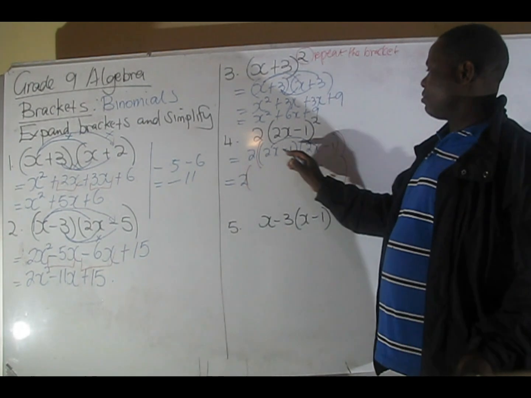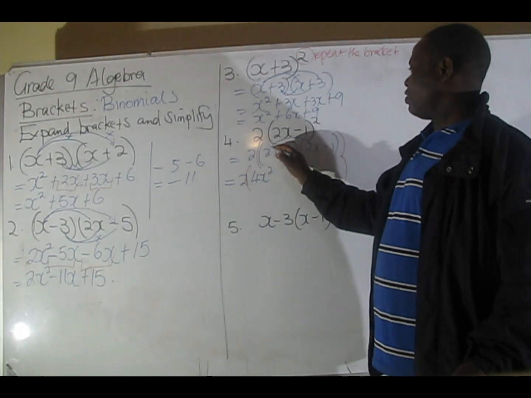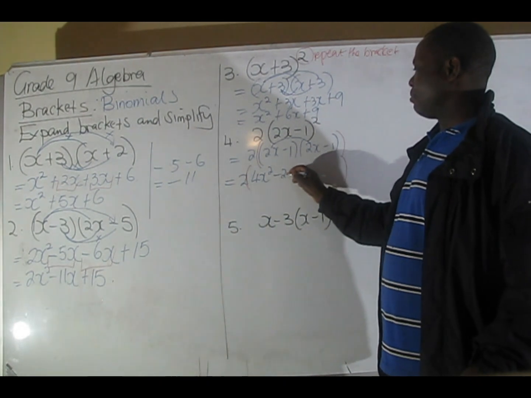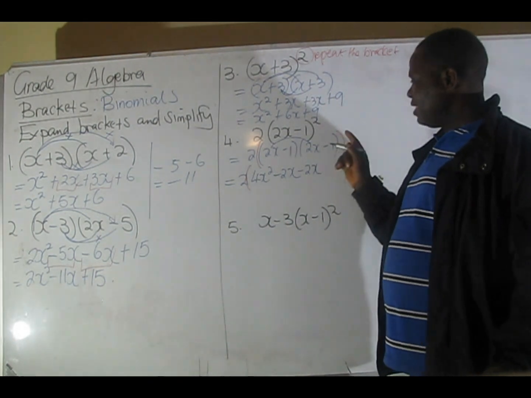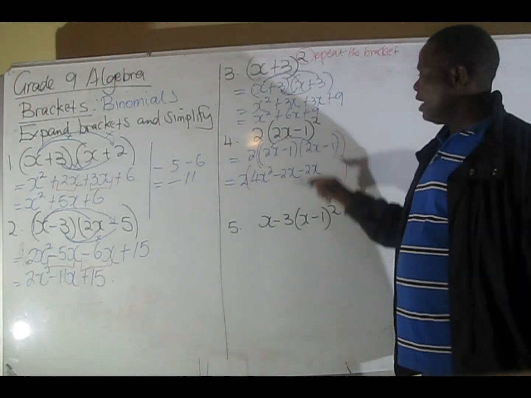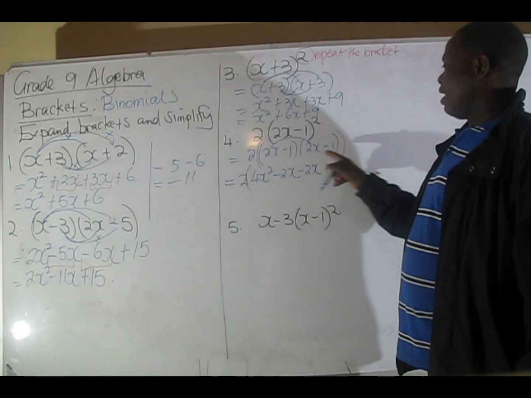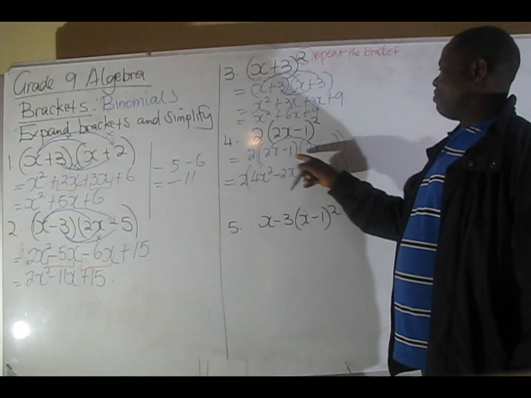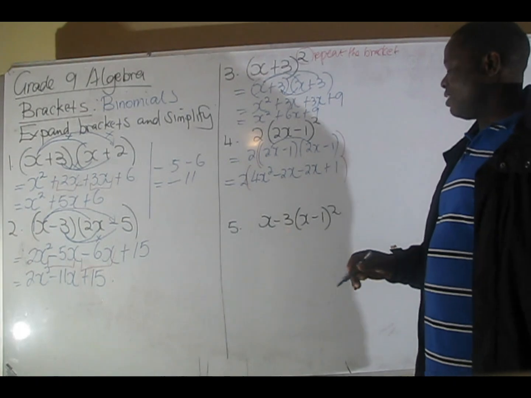Then let's remove these ones. 2x times 2x, you get 4x squared. Then 2x times negative 1, I get minus 2x. Negative 1 times 2x, I get another minus 2x. Please be careful with negative numbers. A negative 1 times a negative 1 makes it positive. I'm emphasizing here because a lot of learners forget that a negative 1 times a negative 1 makes it positive.